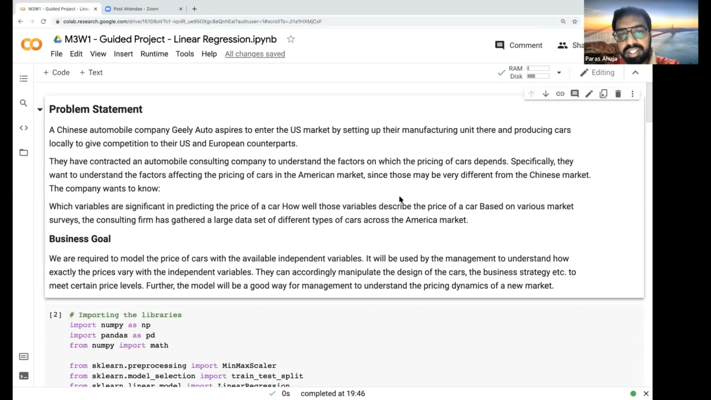Yeah, it's a regression problem. Why? Because our dependent variable is a numerical variable, not a categorical variable. Price is a numerical, continuous variable that we have to predict. So that's why it's a regression problem, not a classification problem.